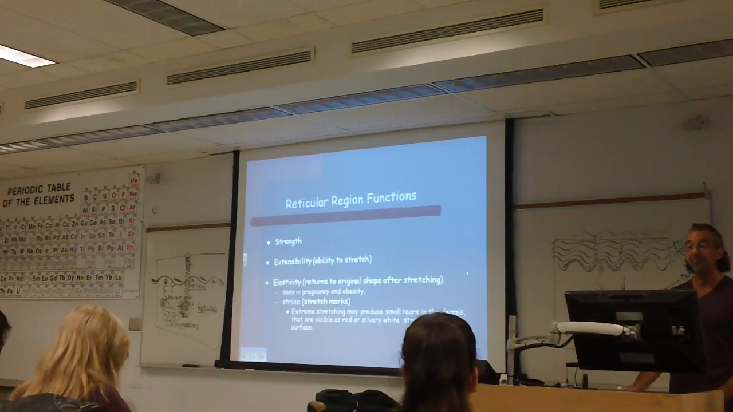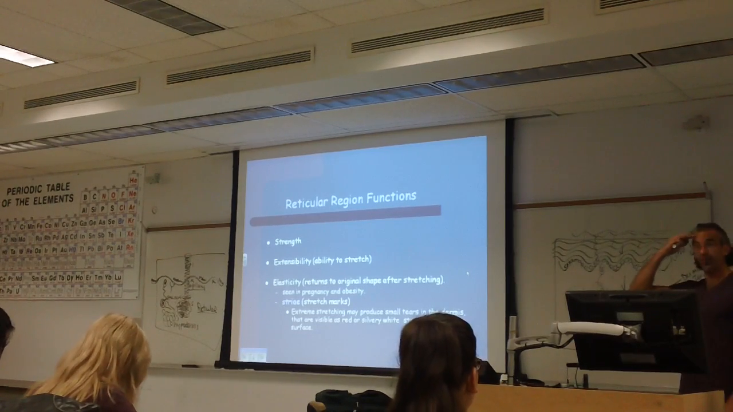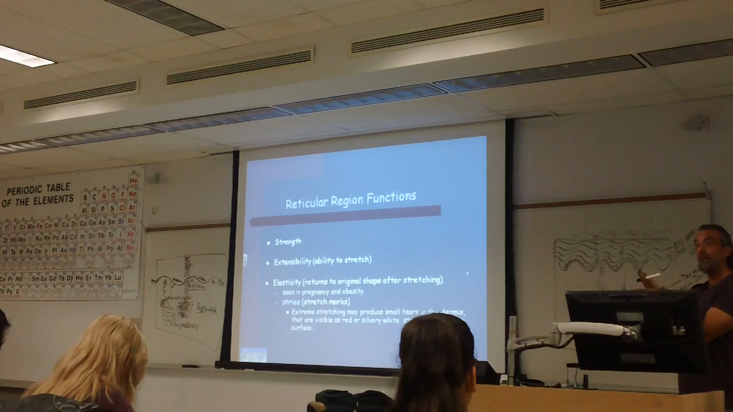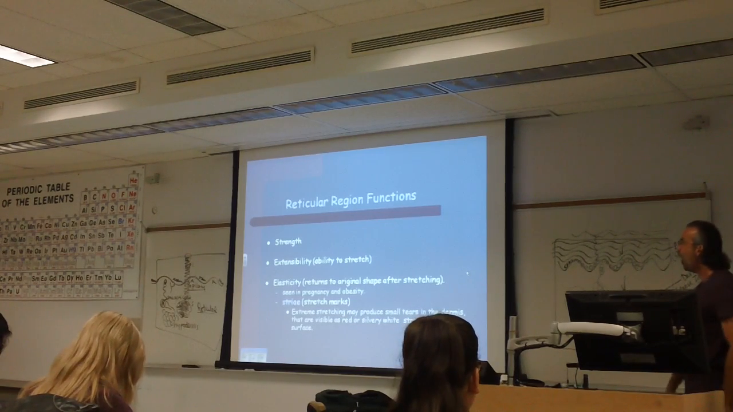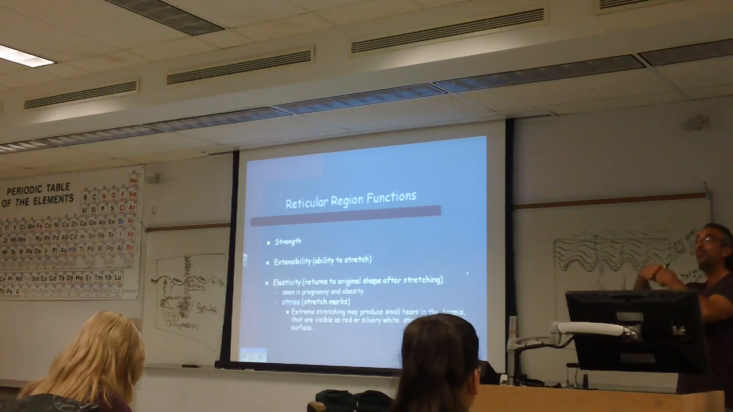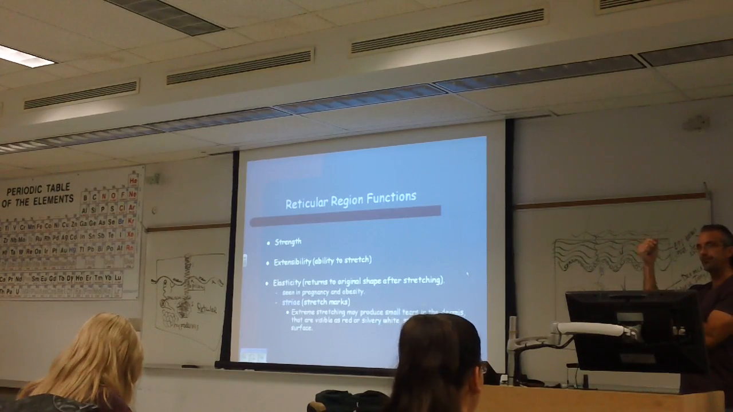All right, so here are some of the functions of that lower region. It says strength. That's a good one. It does provide a lot of strength for that skin, right? My skin tissue over there. Also, it allows that skin to stretch. So you can grab your skin and pull it, right? Does it rip or tear?